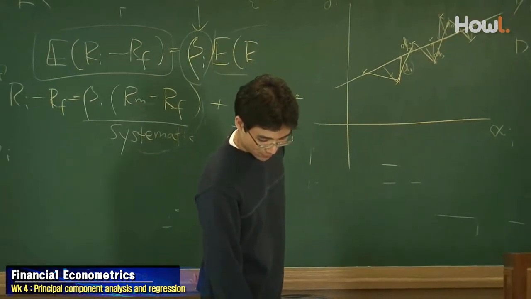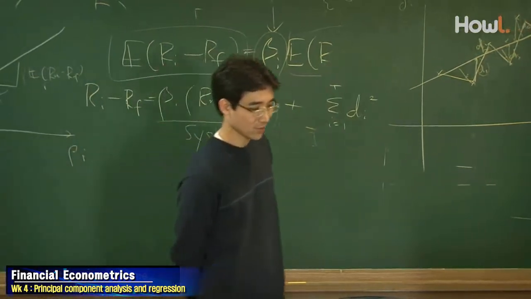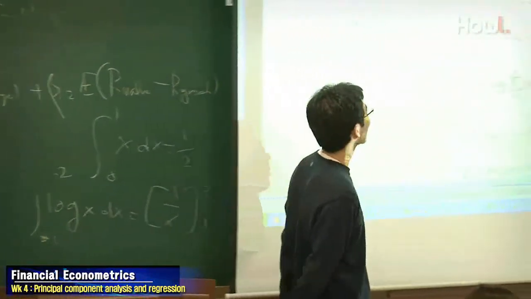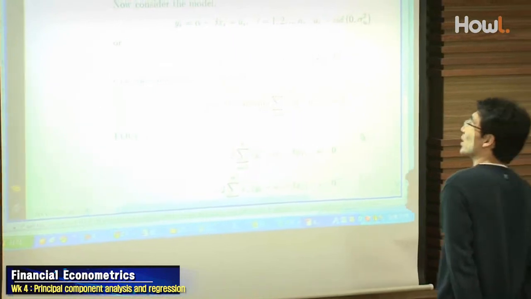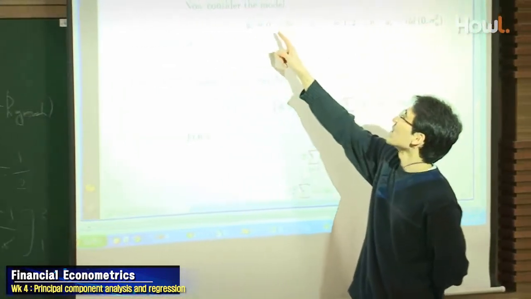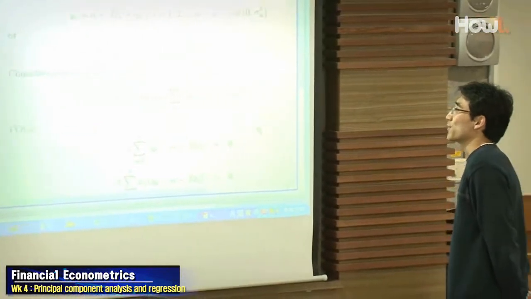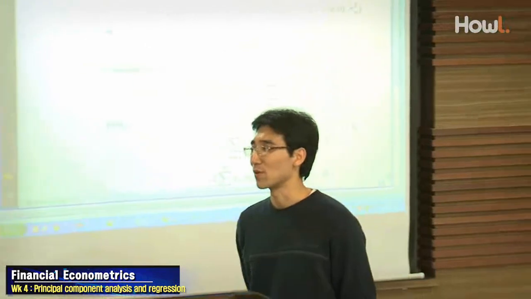Now, estimation, okay? So this is our model: yi equals alpha plus beta xi plus ui. Basically, our goal is to find alpha and beta that fit the data best, right? So our goal is to minimize the mean squared error.